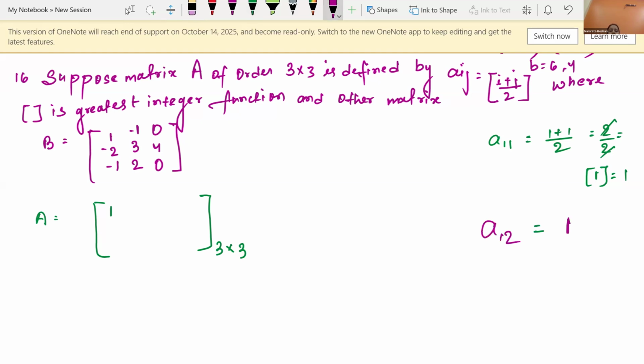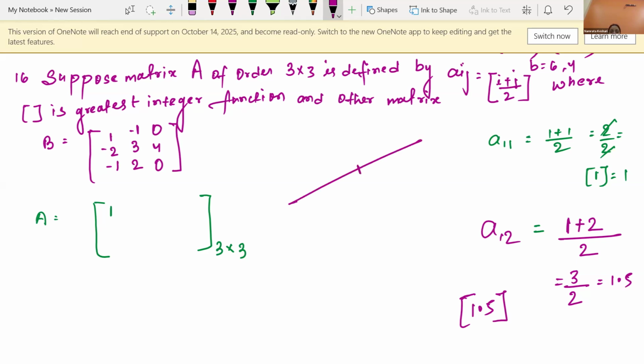Okay, i is 1, j is 2, over 2. We are going to get 3 by 2, and if you do the simplification, it will be 1.5. Now the greatest integer function for this 1.5, we understand it always gives us the integer which is smaller than or equal to 1.5. See, 1.5 is lying between two integers, 1 and 2, so it will always give you the smaller one. That is, it will give you 1 as the answer. Making sense? Yes. So here 1 will be there.